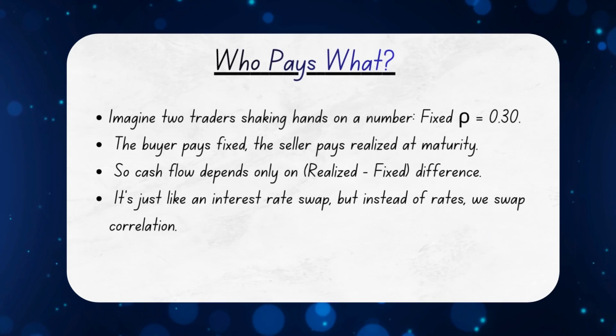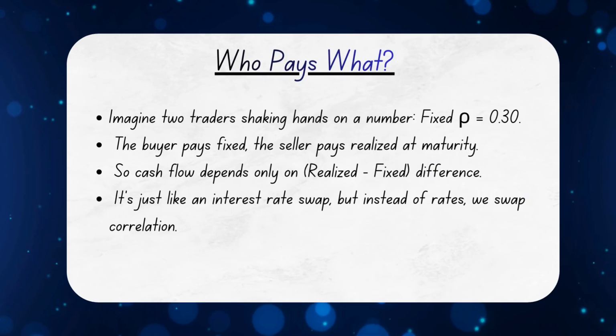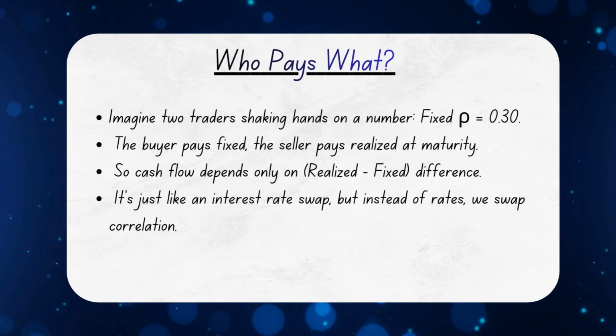Now imagine two traders shaking hands on this number. They agree on a fixed ρ of 0.30. The buyer pays this fixed value, and at maturity, the seller pays the realized ρ. At the end, nobody exchanges both amounts separately. Only the difference matters. So the trade really depends on just one thing: realized minus fixed. It works exactly like an interest rate swap, except instead of swapping interest rates, we're swapping correlation risk.